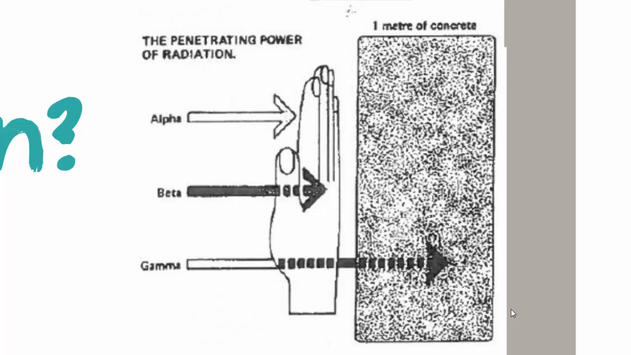And here's another comparison of just looking at which particles can go through what. So you see gamma is the smallest particle, so it can pass through the most things. Beta is kind of the medium guy, so it can get you, but it's a little easier to protect from. And then alpha is the easiest to protect from because unless you eat it, you're okay.